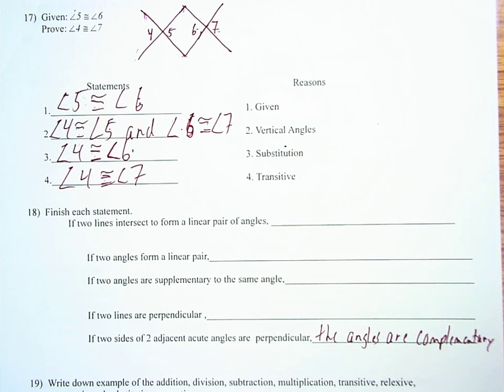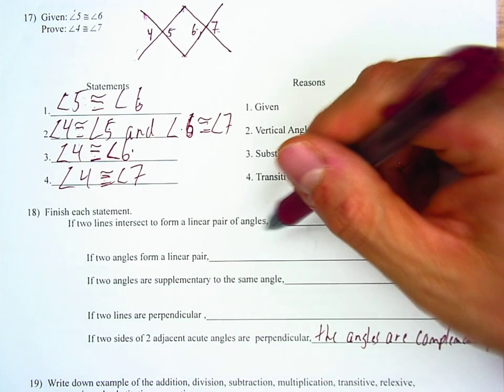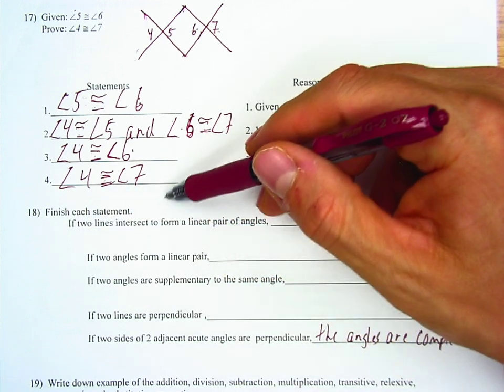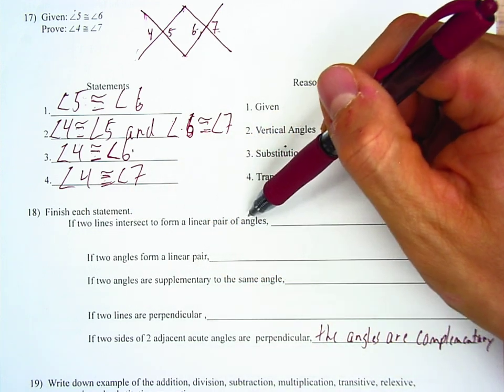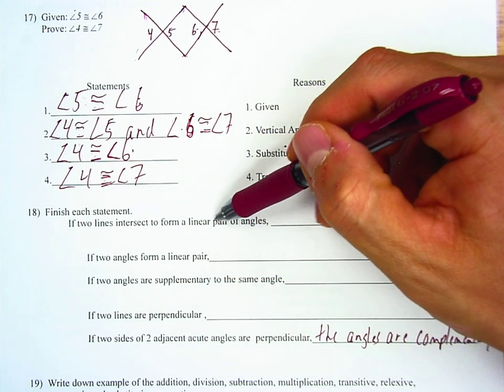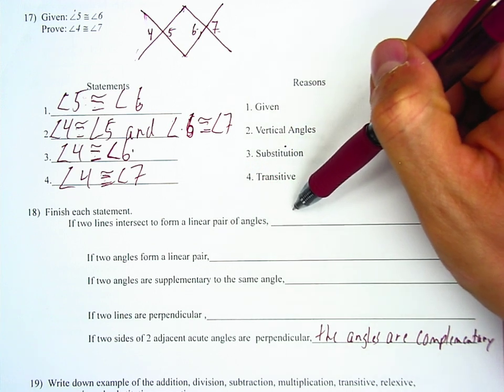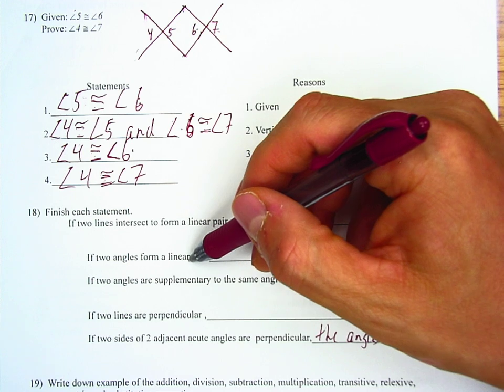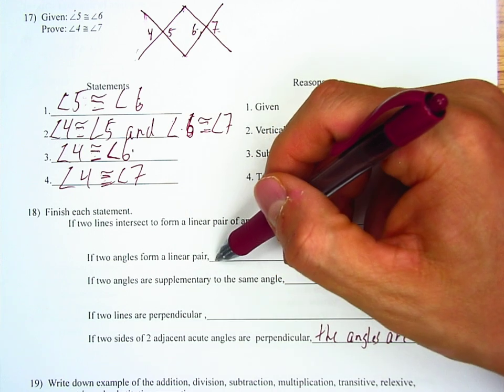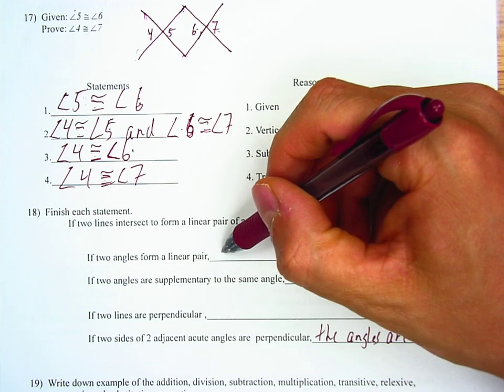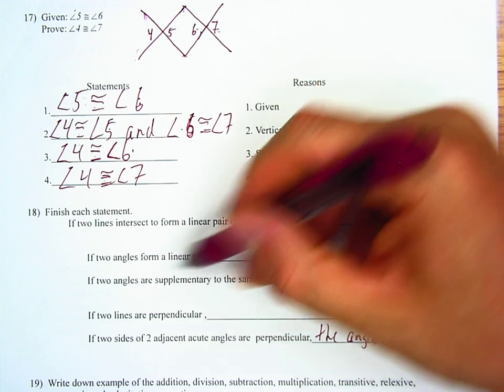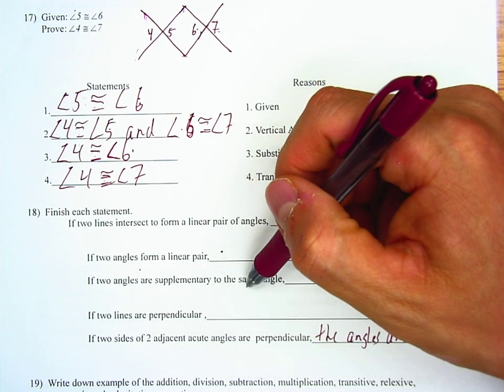All right, our next statement is the angles are supplementary. So which of these has the conclusion that the angles are supplementary? Let's look at the first one. If 2 lines intersect to form a linear pair of angles, the angles would be supplementary. If 2 angles form a linear pair, the angles would also be supplementary, because linear pair means supplementary. If 2 angles are supplementary to the same angle, well, they're already supplementary.